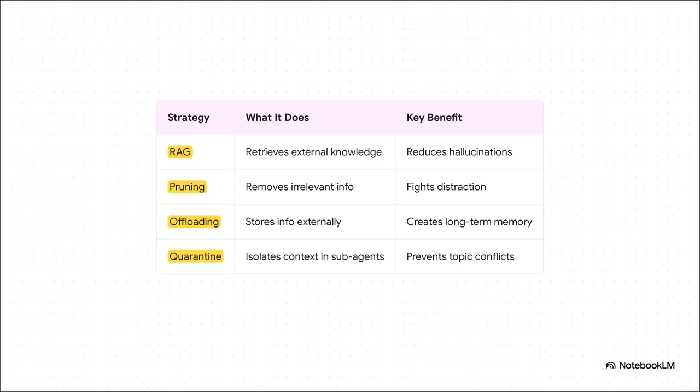So how do you stop all that from happening? Well, with an engineer's toolkit, of course. You've got 4 main strategies. To stop hallucinations, you use RAG, to pull in only the exact external knowledge you need. To fight distraction, you use pruning, to surgically remove any information that isn't relevant. To give the AI a long-term memory without bloating the context, you use offloading. And to prevent those nasty context clashes, you quarantine different jobs into their own little sandboxes.